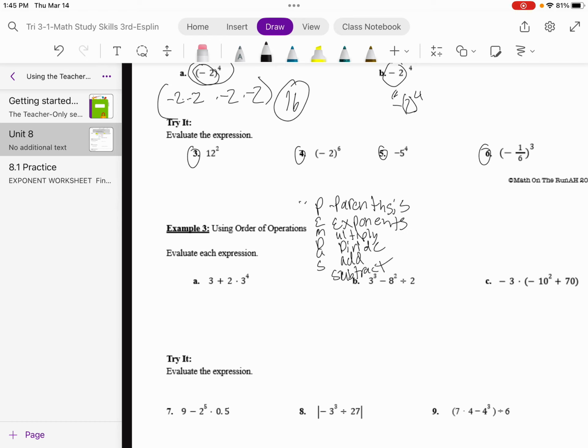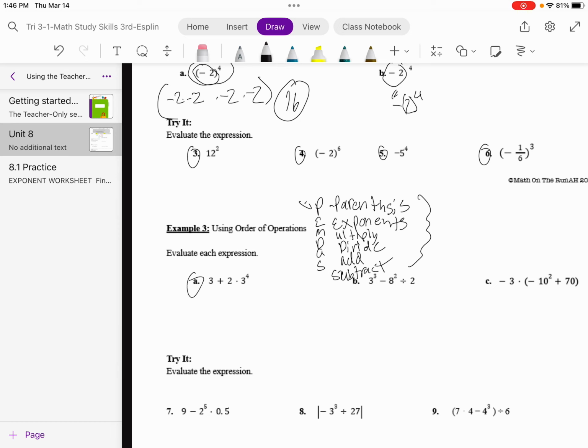So first thing we do is check for any parentheses. Then we do exponents. Then we multiply. Then we divide. Then we add and we subtract. Write this down. If you can't read my writing, go Google PEMDAS. It'll tell you what it is.